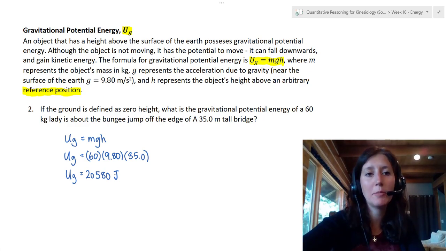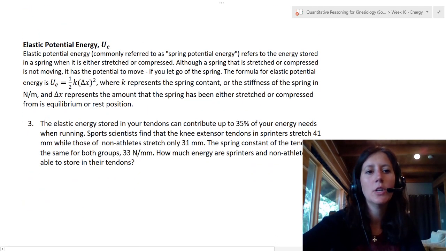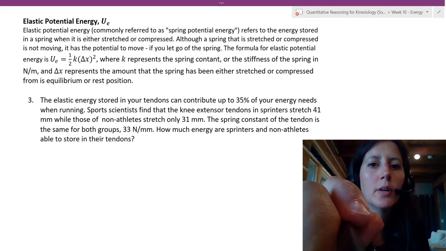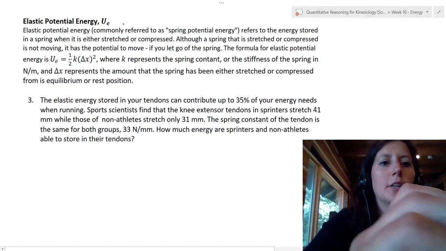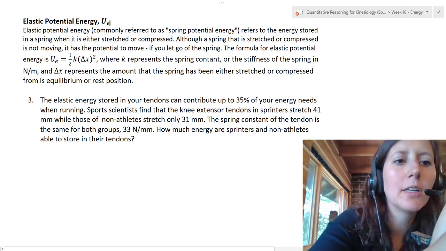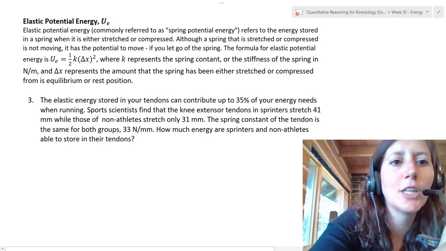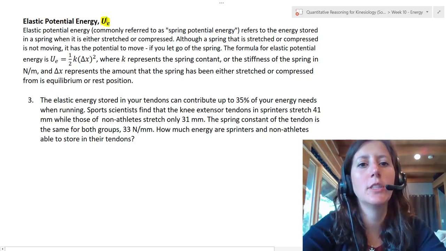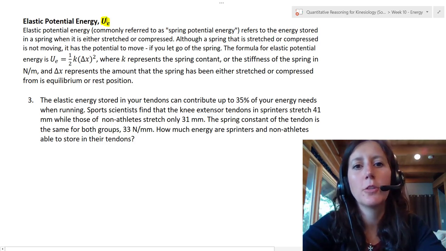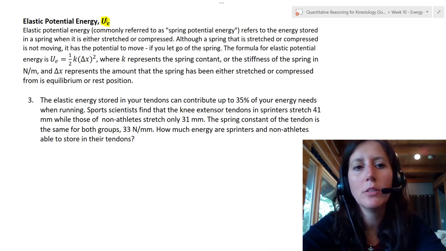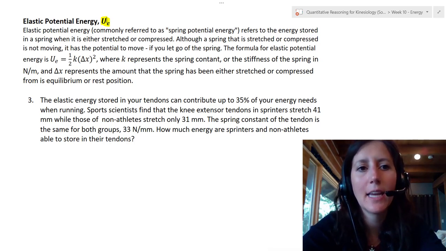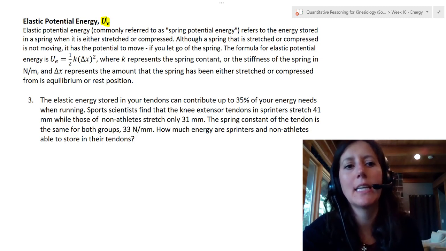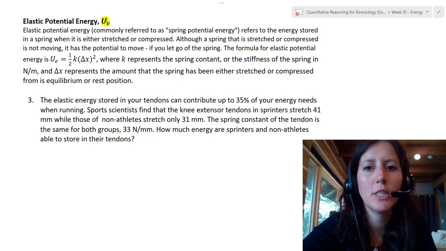Moving on to the third type of energy we're going to discuss in this course, which is elastic potential energy. All right, so the symbol for elastic potential energy is UE. E for elastic, U for potential energy. It's often referred to as spring potential energy as well. So some people will put a little S there instead of the E for spring potential, but we're using an E, and that's how you're going to see it on your formula sheet.